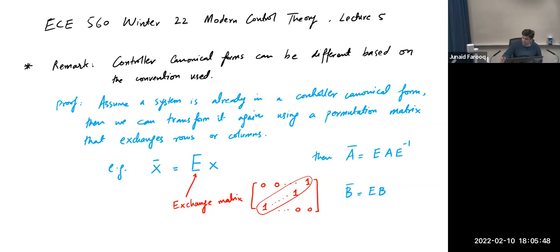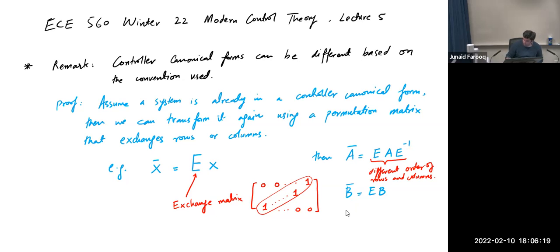What is essentially happening is you will have a different order of rows and columns. And the same thing with the B: B bar will have a different order of rows from the original B.